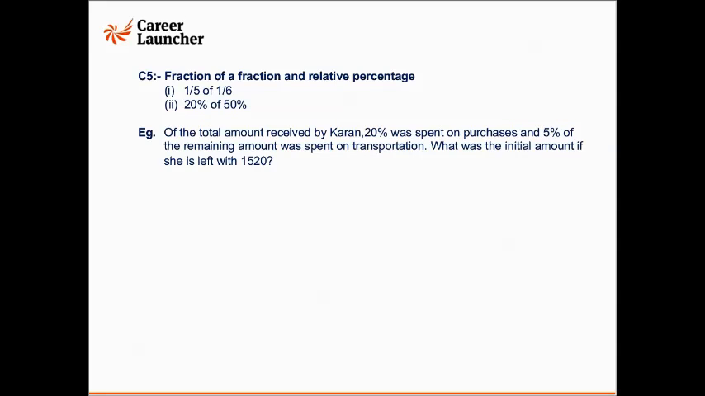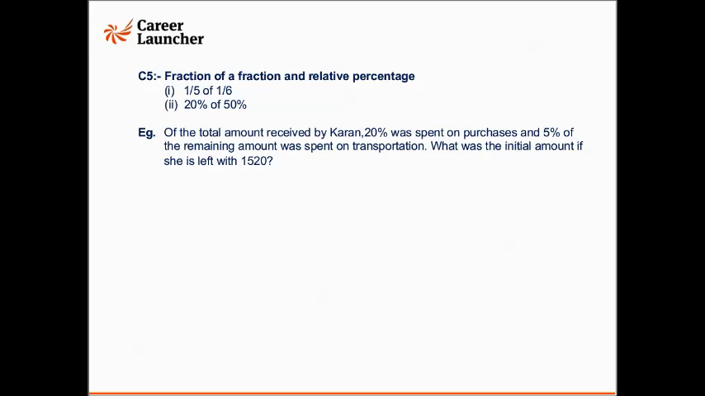Now coming to the question. This example says: of the total amount received by Karan, 20% was spent on purchases and 5% of the remaining amount was spent on transportation. What was the initial amount if she is left with 1,520? So how do you approach this question?